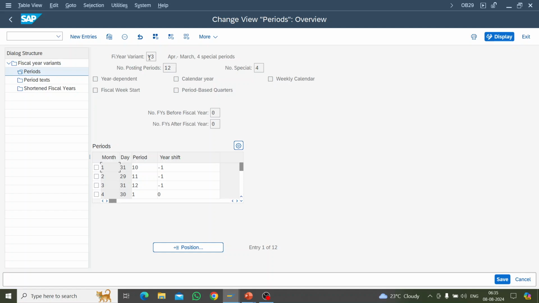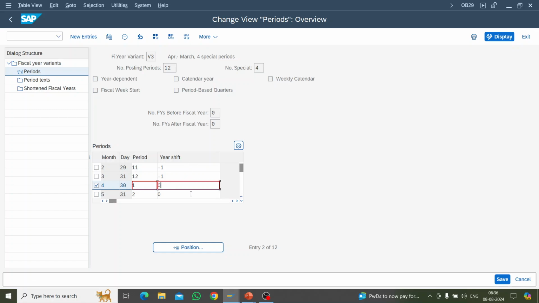While discussing initially, I have already said that the setting here will not correspond and not correlate between your calendar month and the posting period. It will have differences. So that is why, as it says, it will start from the April month. So April becomes our first period. If you see here, April is our first period with 30 days, and year shift is 0.